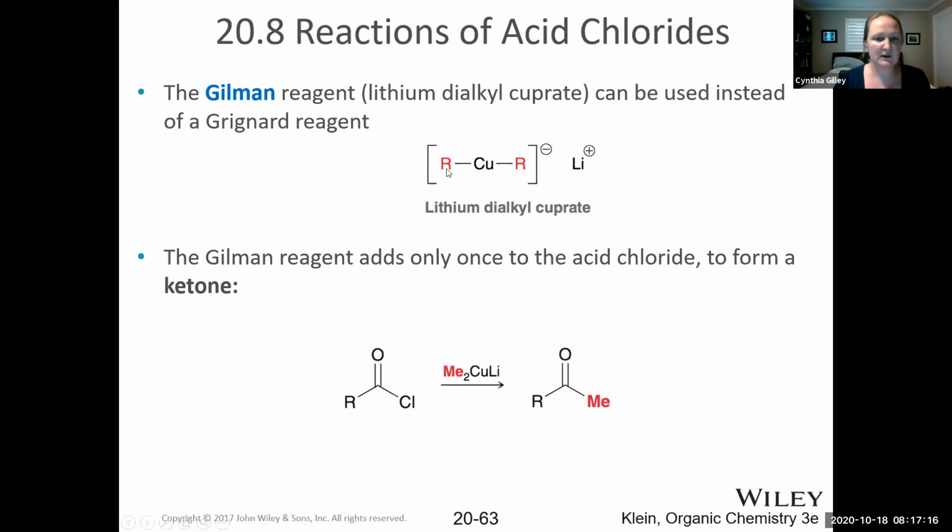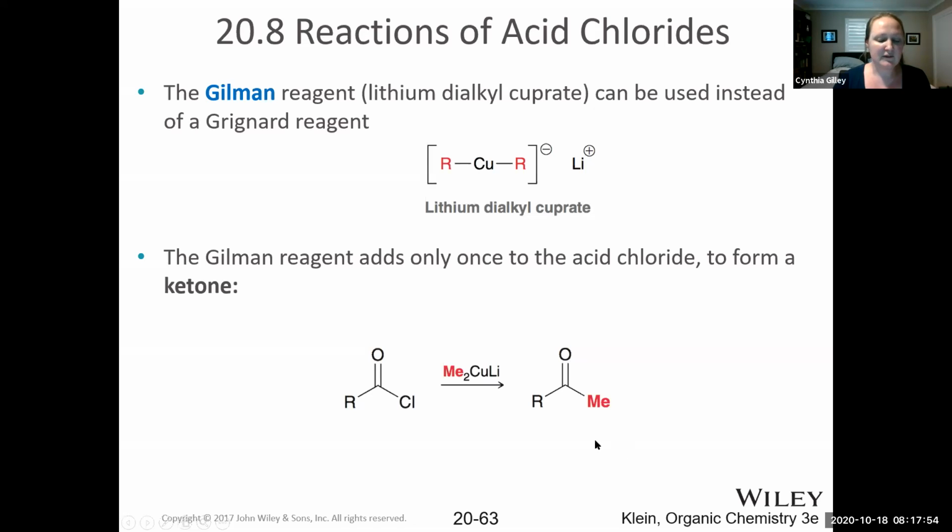It's an organometallic compound where instead of magnesium, we're using copper, and it creates a nucleophilic carbon, but it's much less nucleophilic than a Grignard reagent. But the fact that it's much less nucleophilic is not necessarily a bad thing, because if it's less nucleophilic and less reactive, sometimes that leads to selective reactions. So for example, when we treat an acid chloride with a Gilman reagent, we're able to substitute the chlorine for a methyl group and isolate a ketone directly.